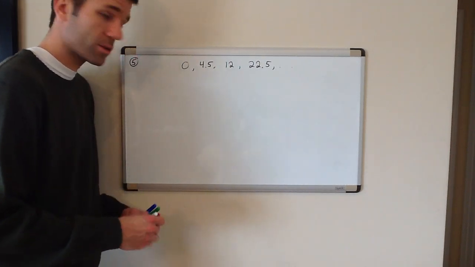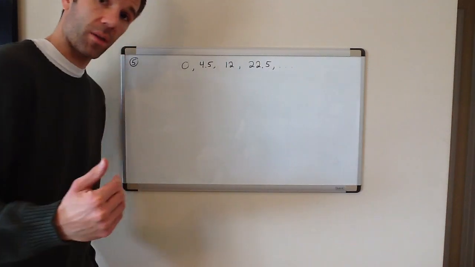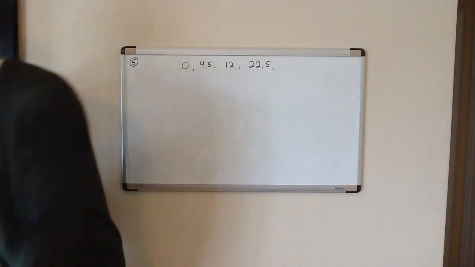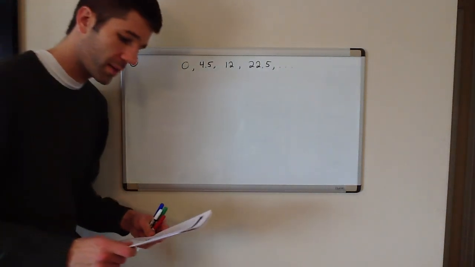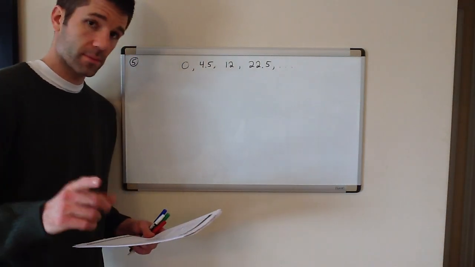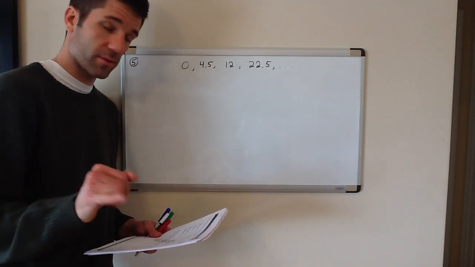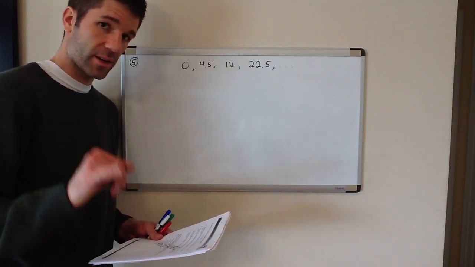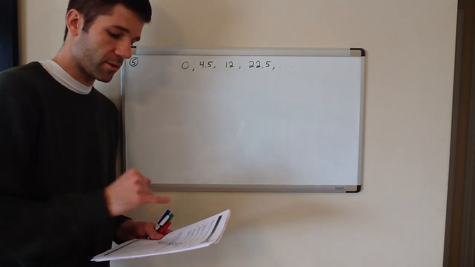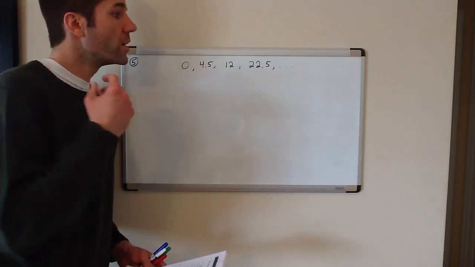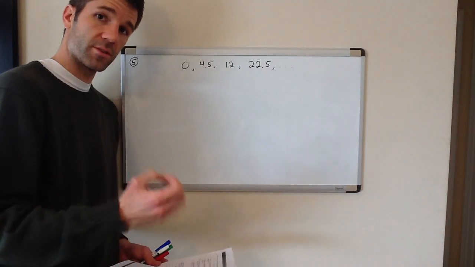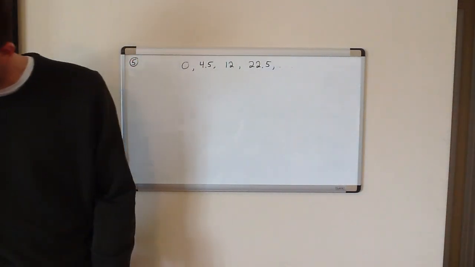So before we get too deep into this problem, let's read the problem again and make sure we know what it's asking. Which statement is true about the sequence shown below? A, the series converges. B, the series converges. C, the series diverges. D, the series diverges. Does it converge or diverge? Think about it for just a second.